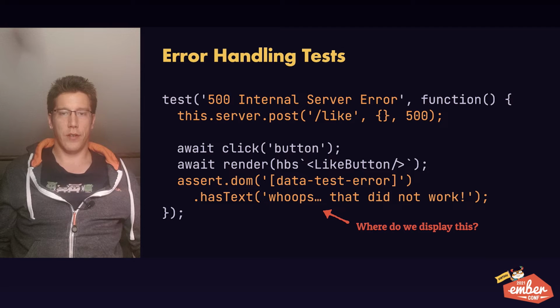And how do we implement it? Should we add a place for error messages to every template in our app? That seems like a lot of work, and that can make the app look inconsistent to the users.